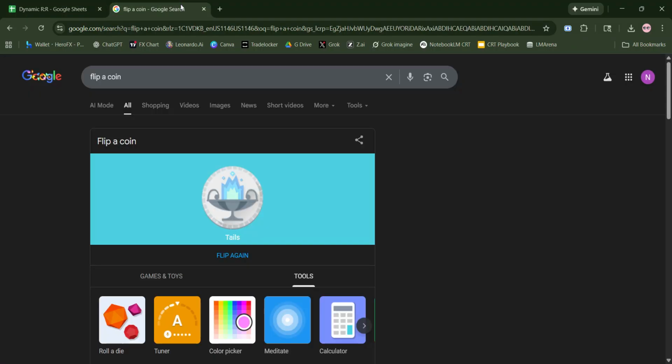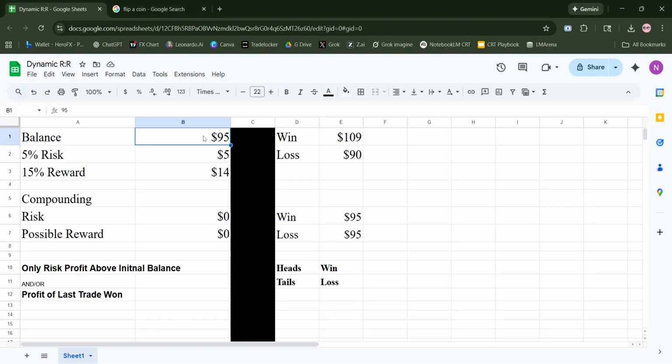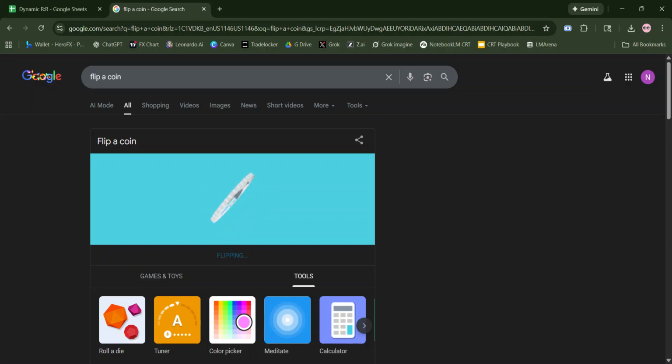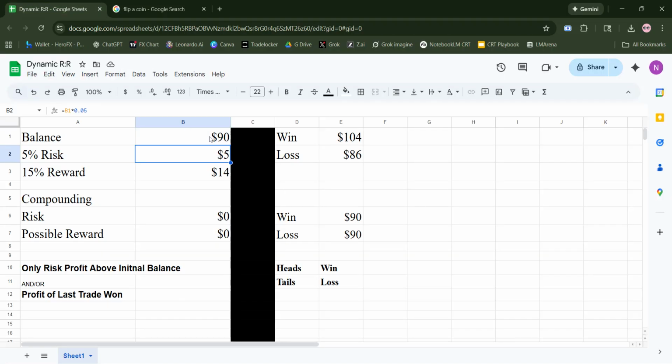Now, let's flip the coin again and see what happens. The goal, like I said here, is to win 2 trades in a row. Right here, we're down to 90. Let's flip the coin again. And now we have a win. So according to this, our win is $4. I'm sorry, 104 bucks. That's our new balance.